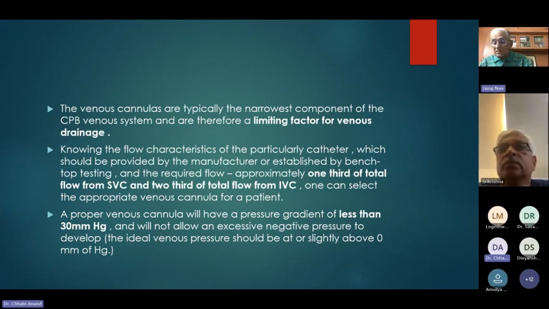A proper venous cannula will have a gradient of less than 30 millimeters of mercury and will not allow excessive negative pressure to develop. The ideal venous pressure should be at or slightly above 0 millimeters of mercury.